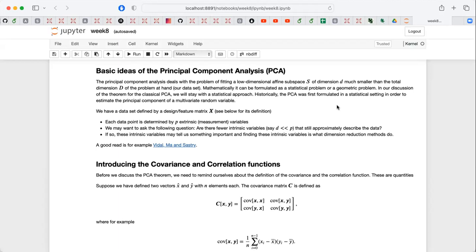So the basic idea now, and if you look at the history, PCA was first formulated in a statistical setting in order to estimate the principal component of a multivariate random variable. You have a data set, which we are going to define by a feature matrix X. For those of you who have taken a course on machine learning, you have encountered the definition of the feature matrix. It's a matrix of dimensionality n times p, where p is the number of features which you have.